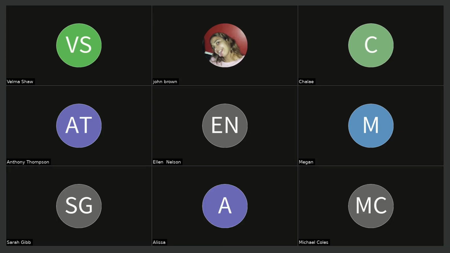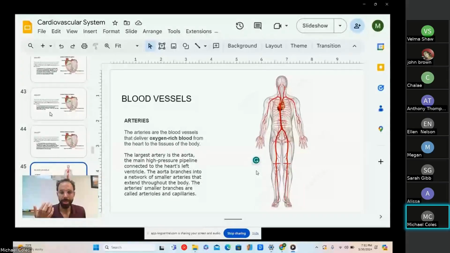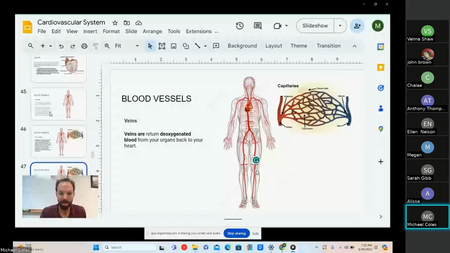All right, so arteries carry blood that's oxygen rich. This is our main pipeline to the rest of the body. I'm going through the arteries to arterioles, capillaries, going larger to smaller, and then being absorbed back into the venous system.